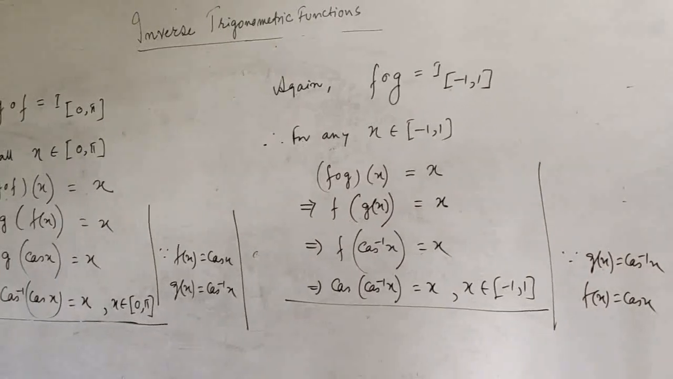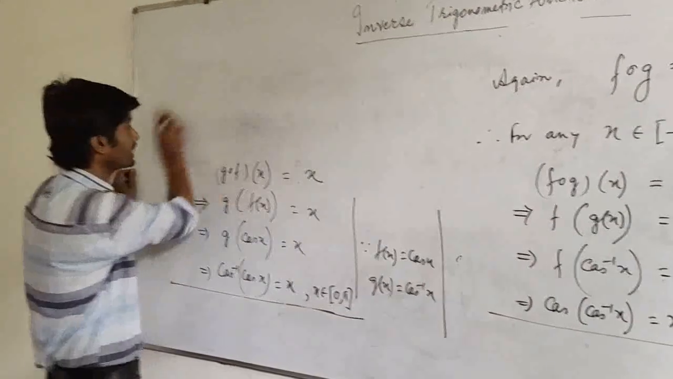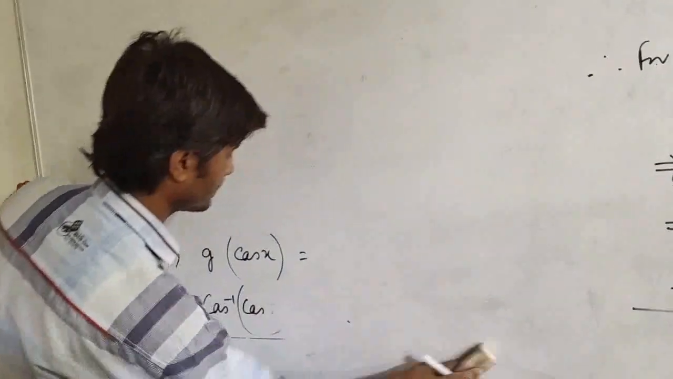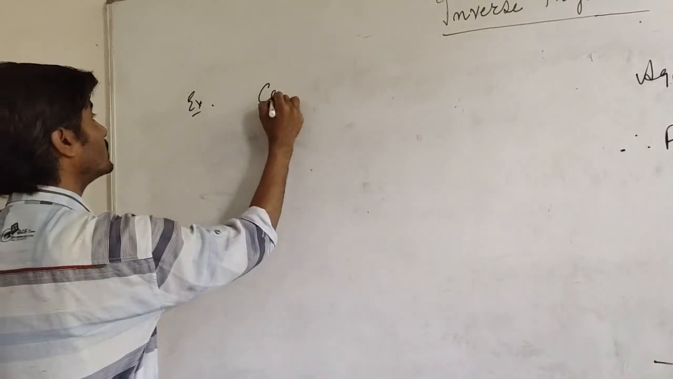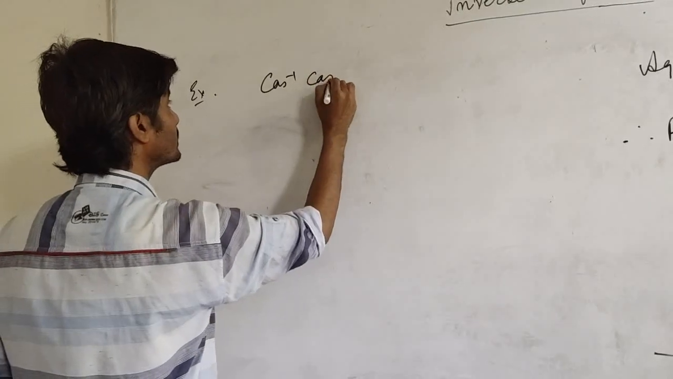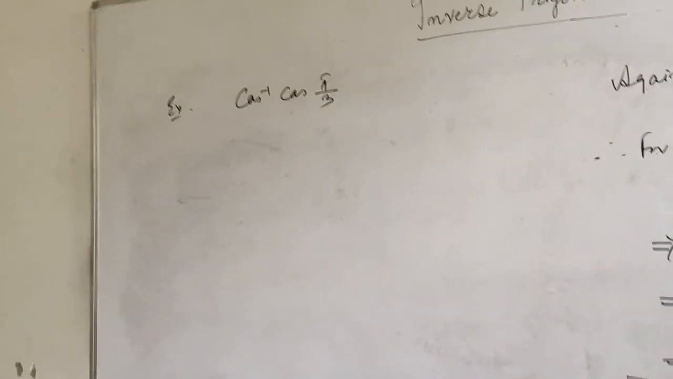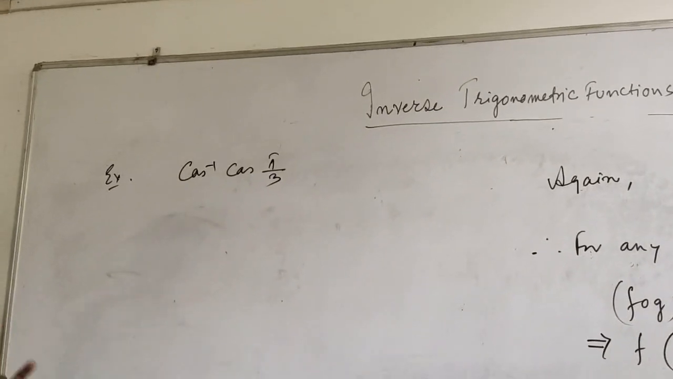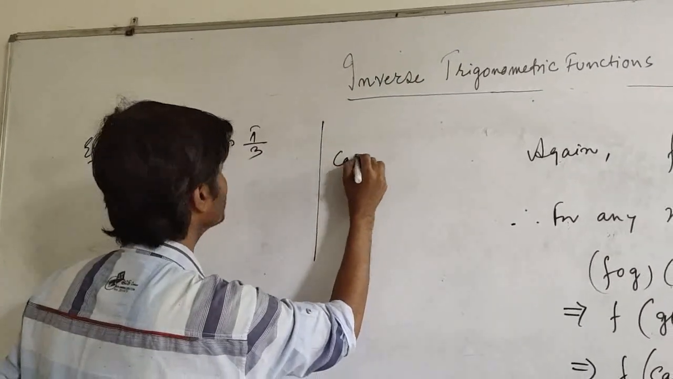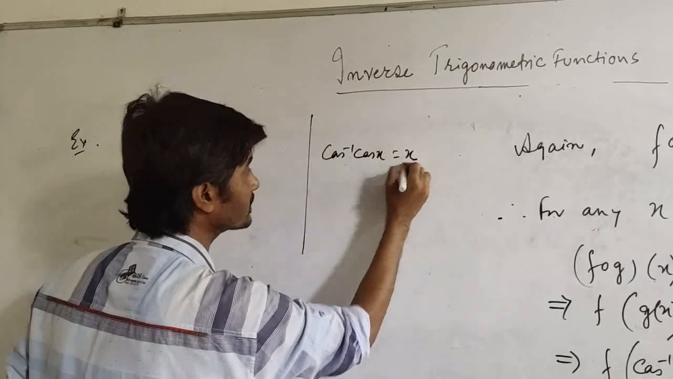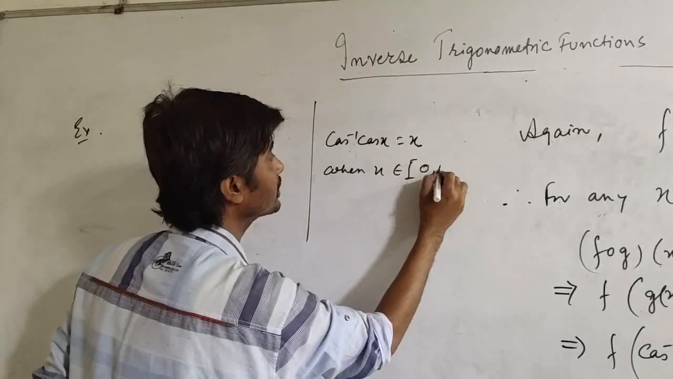Now I will take some simple examples to illustrate these two results. Let us take an example. Suppose cos inverse cos pi by 3. I want to find out its value. Our first question is that I will have to check. We know that, you look at this result, cos inverse cos x equals x, when x belongs to the interval 0 to pi.